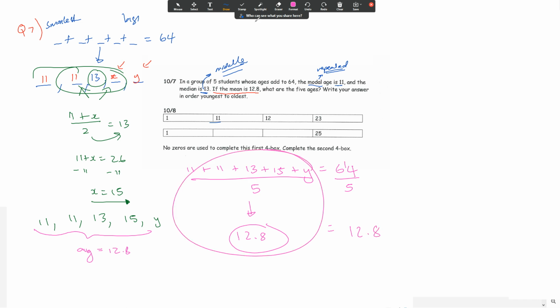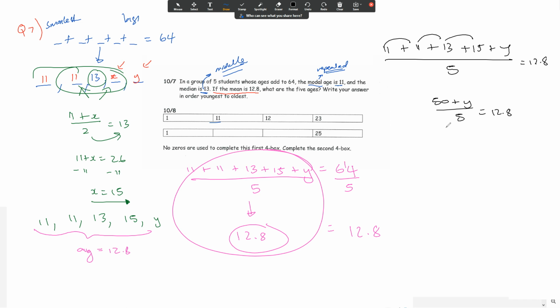So this is what I need to solve. I'm going to go 11 plus 11 plus 13 plus 15 plus y over 5 is equal to 12.8. 22, 25, 35, 40, 50. 50 plus y over 5 equals 12.8. And so I multiply by 5 on both sides.